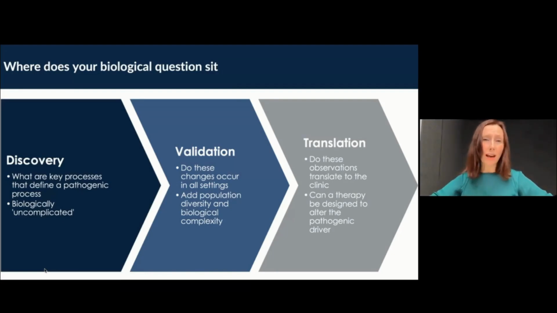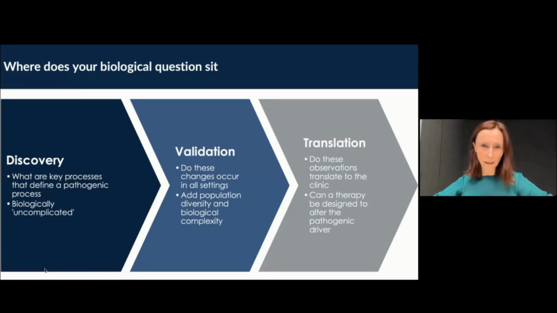If I move into a validation biological question, a kind of question I might be asking is, do these changes actually occur in a variety of settings? Here, it gives me the capacity to go back to my discovery with my targeted list of things that I'm really, really interested in, and now add in the complexity that population studies bring to it, and introduce that level of biological complexity to see if my discovery targets are still relevant.